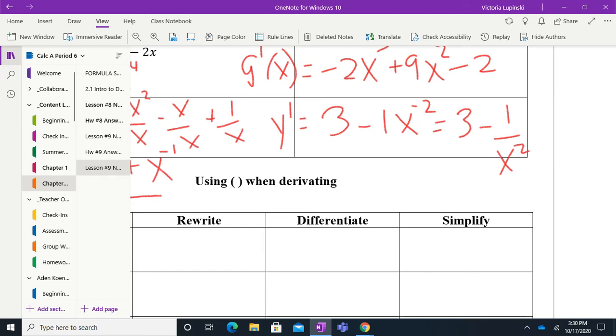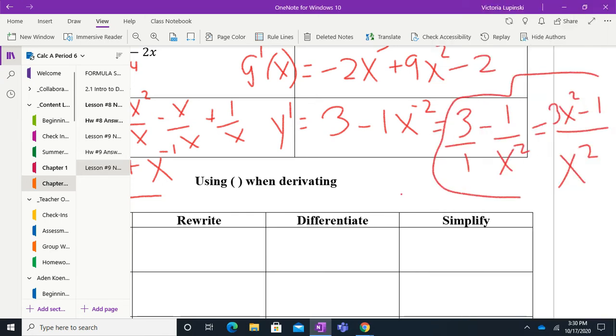That would actually be a fine answer for now, but at some point you might be asked to find a common denominator. And if you are asked to find a common denominator, it would be x squared, which would give you 3x squared minus 1 over x squared. Again, for the moment, we would accept either of these, but of course, good to know that they are in fact equivalent. So again, sum and difference rules are basically just take the derivatives one at a time.